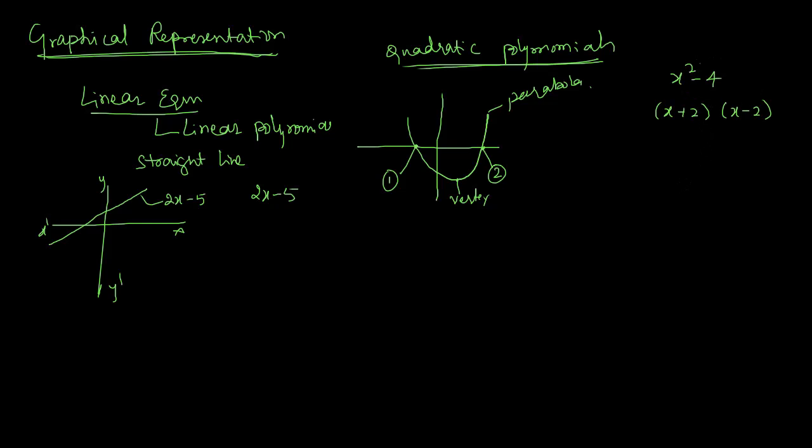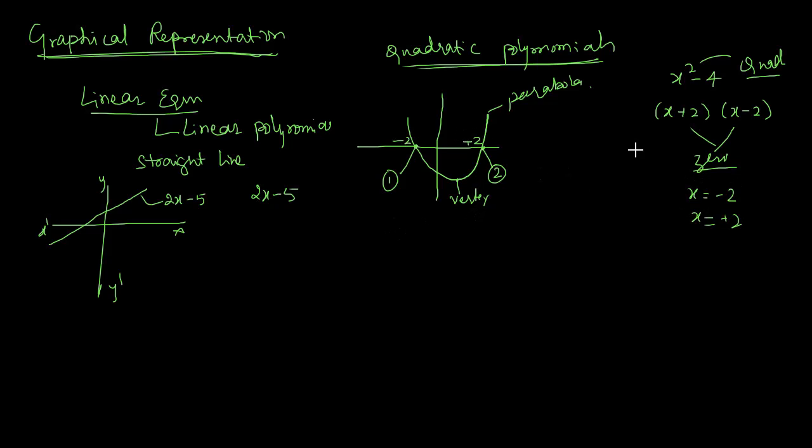X square is a quadratic. It's a quadratic polynomial. So that means a quadratic polynomial actually has 2 zeros. These are 2 zeros which are actually going to touch x at 2 points. One was x minus 2, another one is x plus 2. So I can actually treat this as plus 2 and minus 2. So as simple as that.